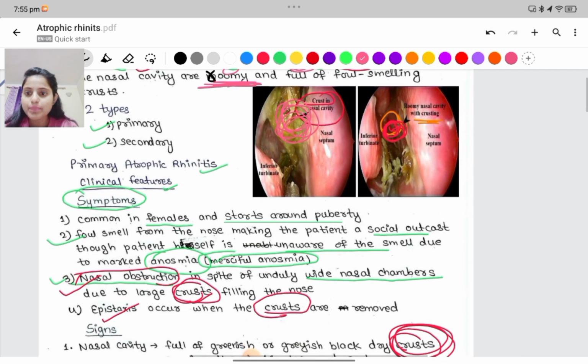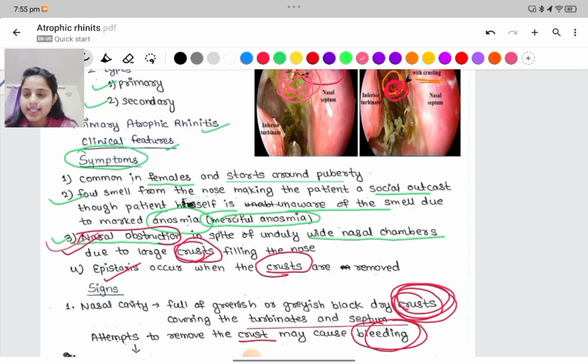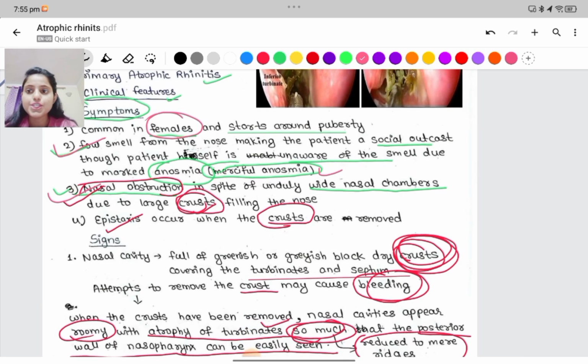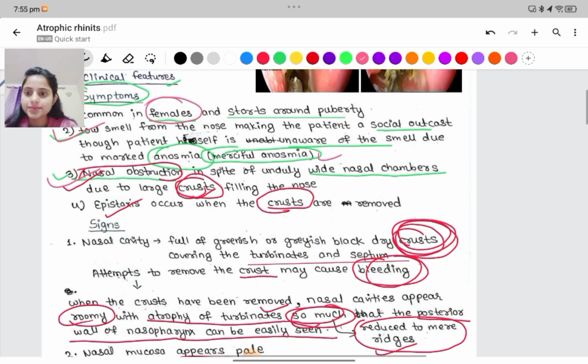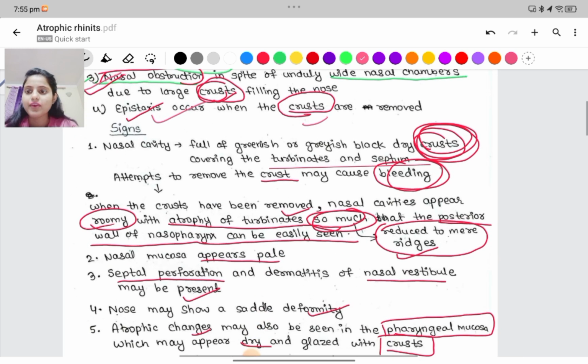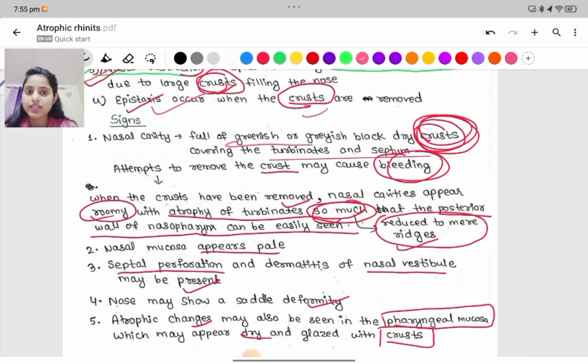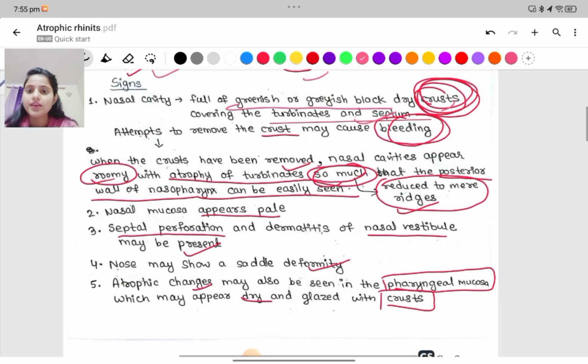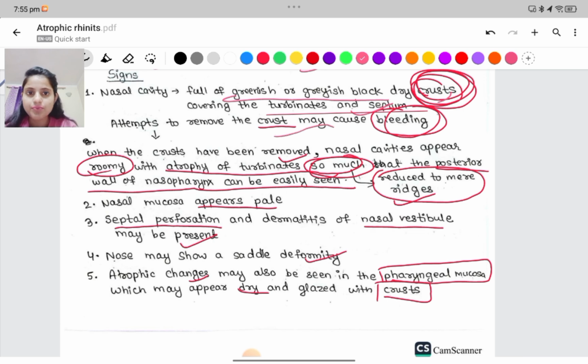Due to crusts, the patient presents with nasal obstruction, and this crust will be foul smelling. The patient will have anosmia, so he or she will be unaware of the smell. It is most common in females, as in etiology we see the endocrinal disorders. If we try to remove the crust, epistaxis may occur. On examination, we can see the greenish or grayish black crust which is covering the turbinates and the septum. Attempts to remove the crust may cause bleeding.